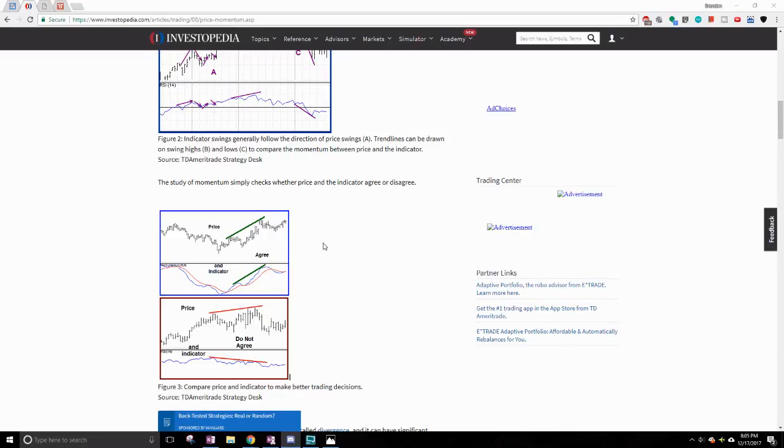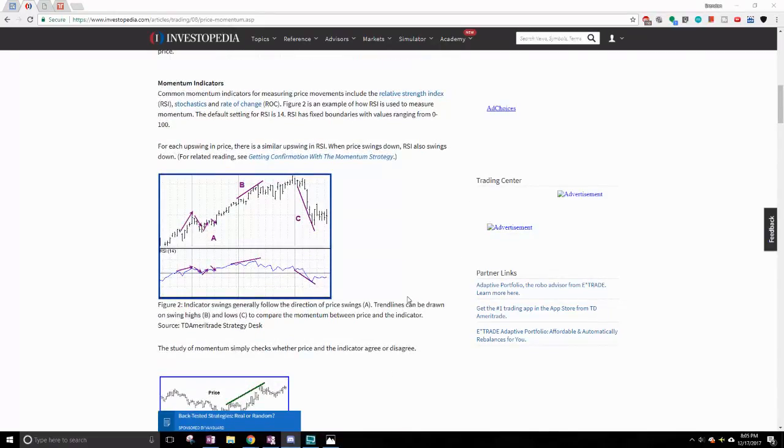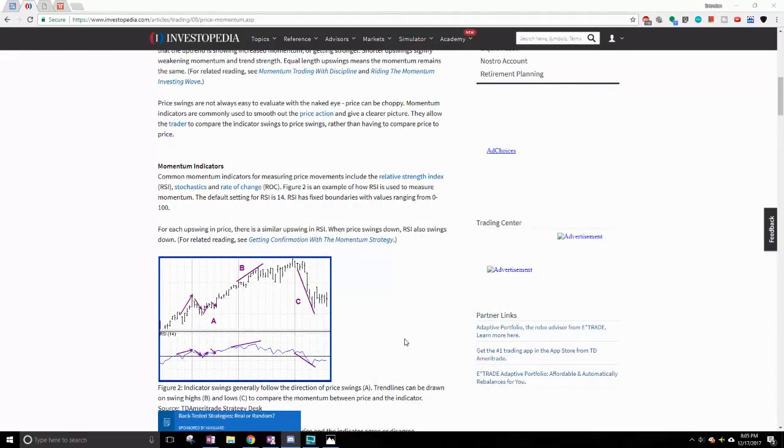So tonight's lesson is on divergence. On the right-hand side, everybody, if you need to post a question, go ahead, post it. I can see it. So tonight we're talking about divergence.